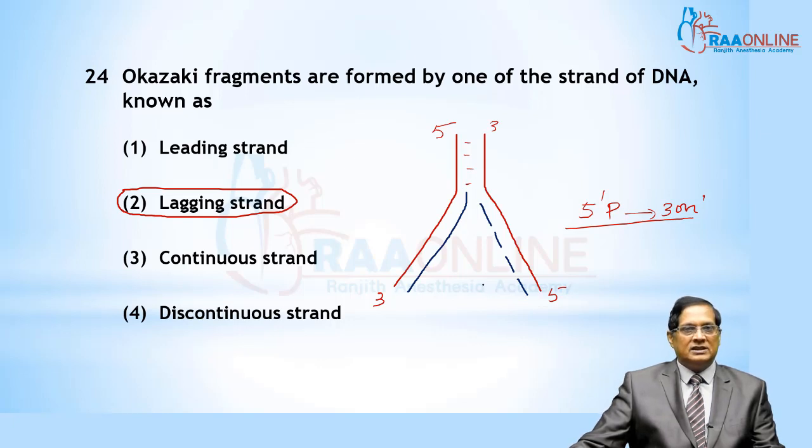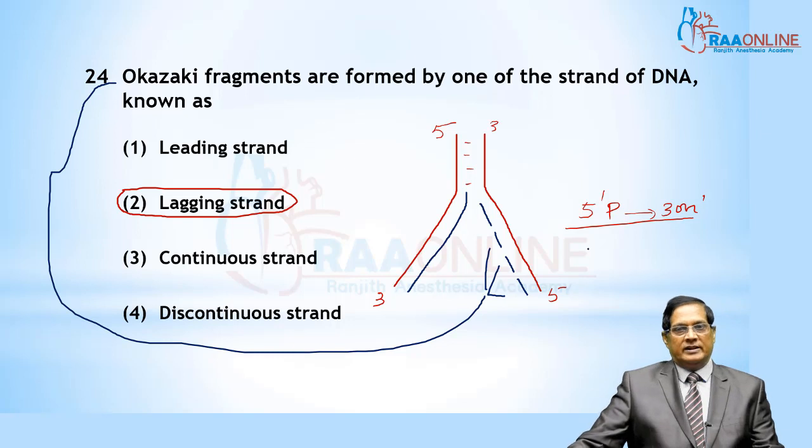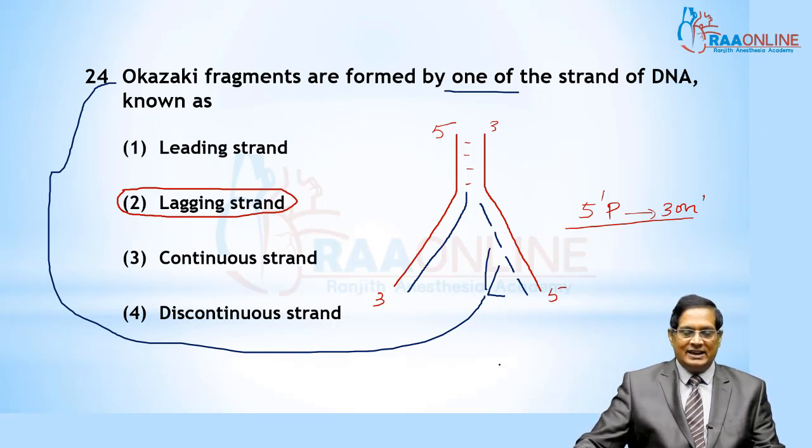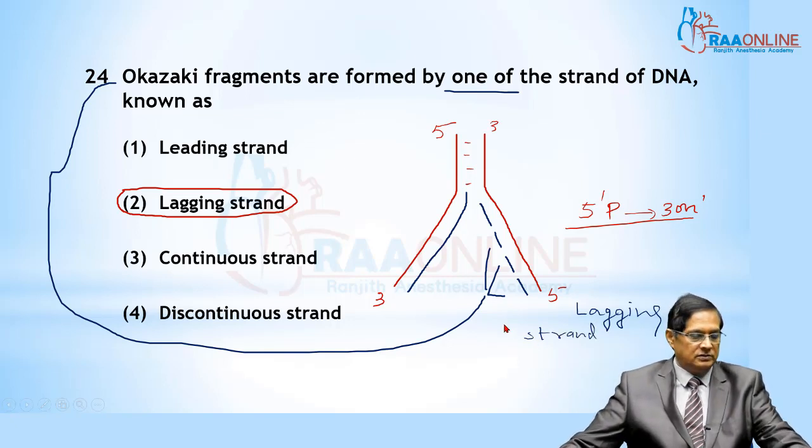And this strand grows in bits, and these bits are known as Okazaki fragments. The question says the Okazaki fragments are formed on one of the strands, and that is known as the lagging strand. So the strand on which DNA grows in bits is the lagging strand. This is question number 24.